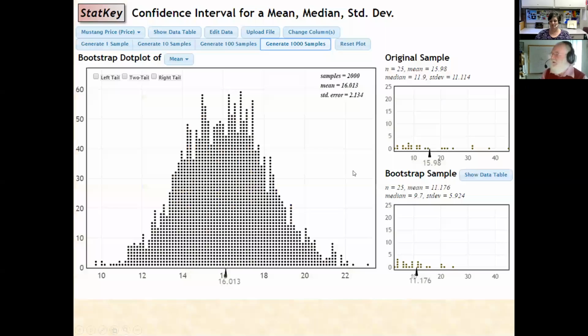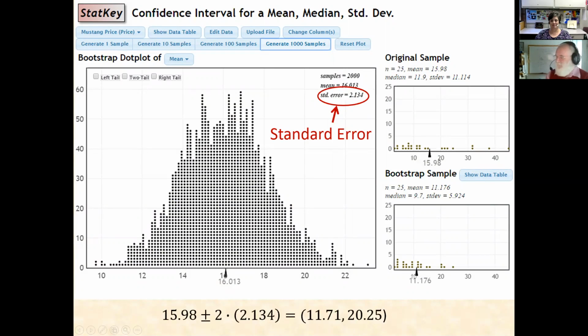Okay, so in our big picture here, we look up here for the standard error. And then we just take the original statistic, the 15.98 from my original sample, plus or minus 2 times that standard error, we get an interval from 11.71 to 20.25. And so that's my confidence interval. Just simply statistic plus or minus 2 standard errors as a beginning one.